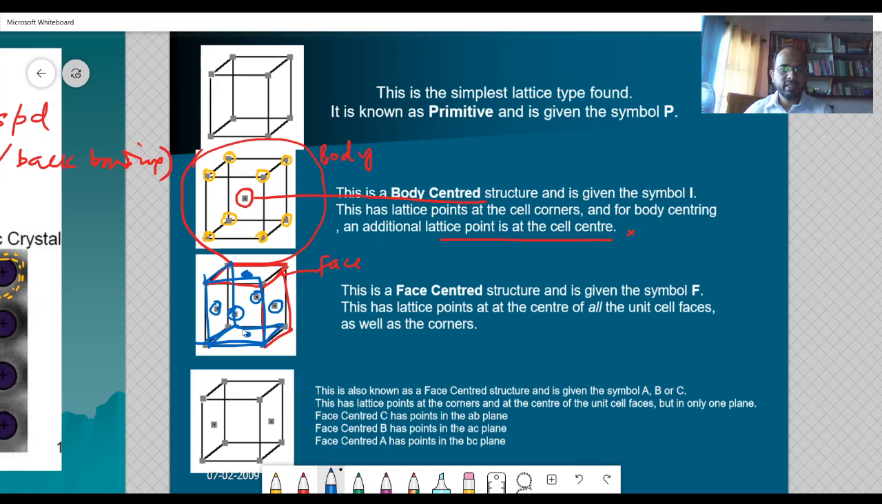This is a lattice point, the center of all the unit cells as well as the corners. Even sometimes you can have corners. This is a corner. This is a face. And this line is called the edge. Okay, so the simplest one is this, where you have only corners.